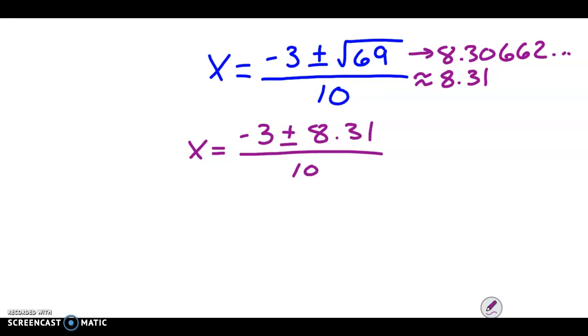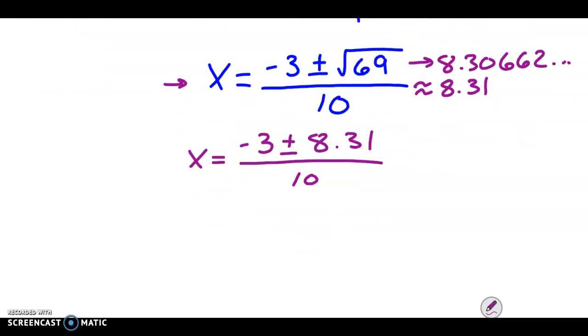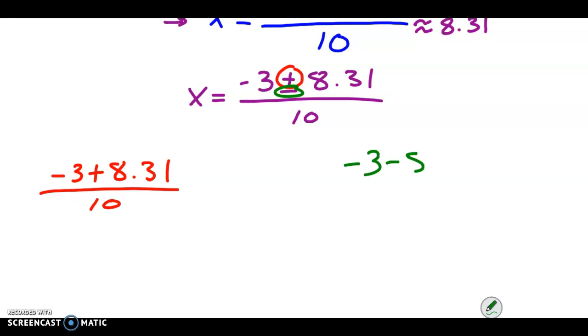Now, when I've got that, okay, when I'm at this point, with square roots, we just answered it this way. When I've got now some form of a number, even decimals in there, even though we rounded it, I can go a little bit further with this. I can break this into plus, which is going to be -3 plus 8.31 divided by 10. And I can also do the other one, which is the subtraction in there. So -3 minus 8.31 divided by 10.